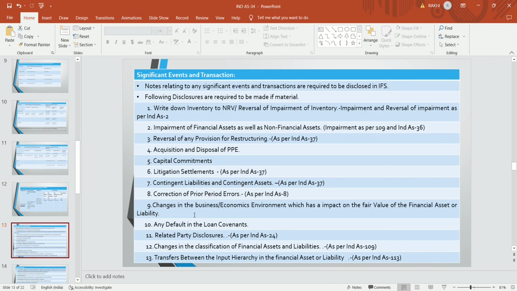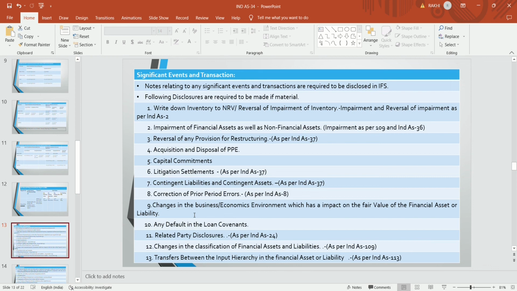Now, significant events and transactions. What do you mean? These are the disclosures which are required to be given. Notes related to any significant events and transactions are required to be disclosed. If any transaction is significant for that quarter, then that is required to be disclosed in the interim financial statement. Some examples of these disclosures are as follows. The following disclosures are required to be made if material. Material means if they are important.